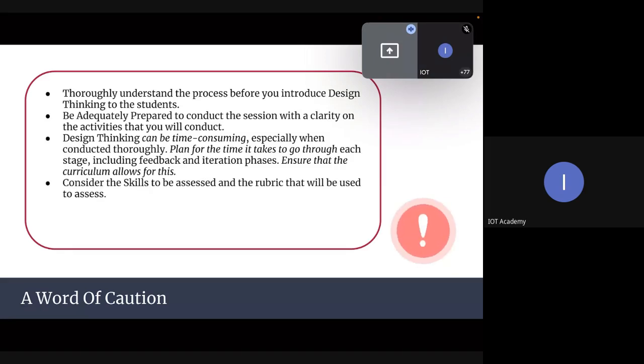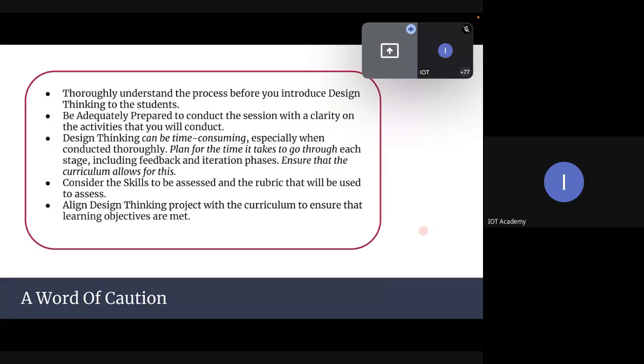ensure that your curriculum allows for it. You will have to also consider the skills that you want to assess, because this is a modern kind of assessment. So traditional skills you will not be testing. You will be testing skills like problem solving, creativity, critical thinking. So you will have to have proper rubrics for that, and be sure that you align design thinking with your curriculum. Otherwise it is of no use.